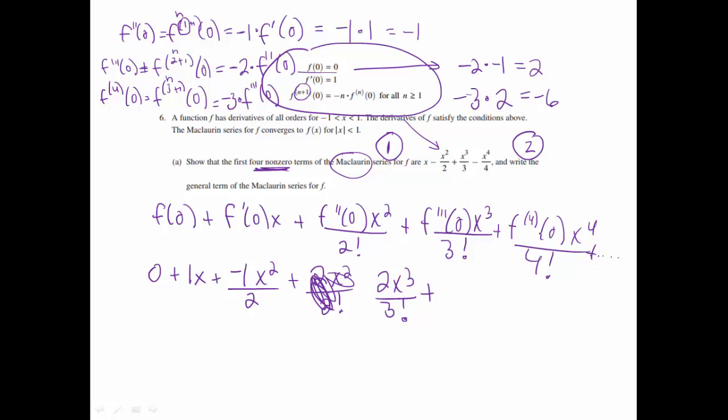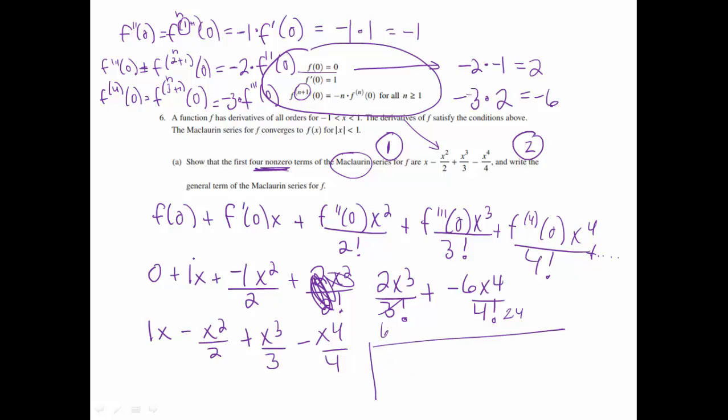So from here, my 4th derivative term was negative 6 x to the 4th over 4 factorial. So now I just need to clean it up. So I'll get rid of my 0. So I'm going to have 1x minus x squared over 2 plus 3 factorial is 6. 2 divided by 6 is x cubed over 3. And then minus 4 factorial is 4 times 3 times 2 times 1, which is 24, and then 6 divided by 24 is 4, so we're going to do x to the 4th over 4. So notice I have now verified those first 4 terms, okay?